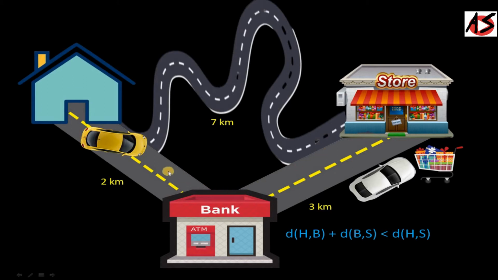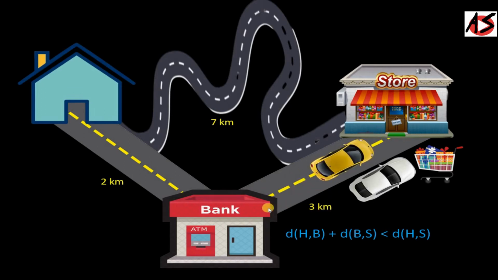So here your direct road is 7 km long, while if you go to the bank, it takes 2 km, and from the bank to the store, it takes 3 km. So this connected road total is 5 km. That is less than 7 km. So obviously first you go to the bank, that is 2 km away from your home, and then you go to the store, that is a further 3 km away from the bank.